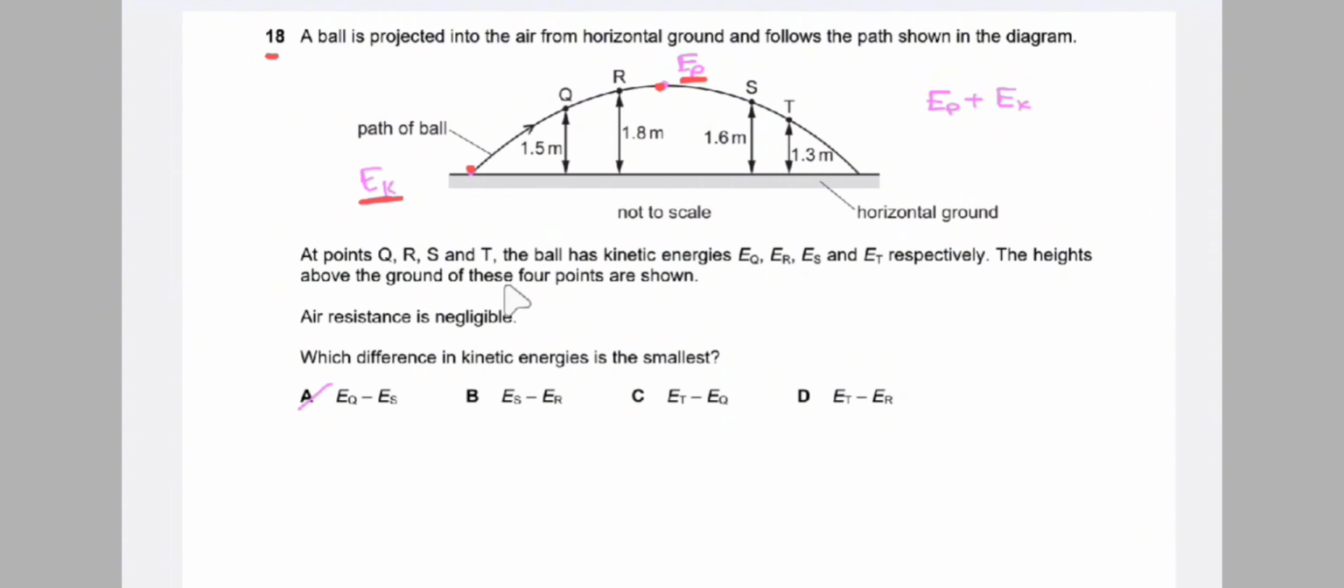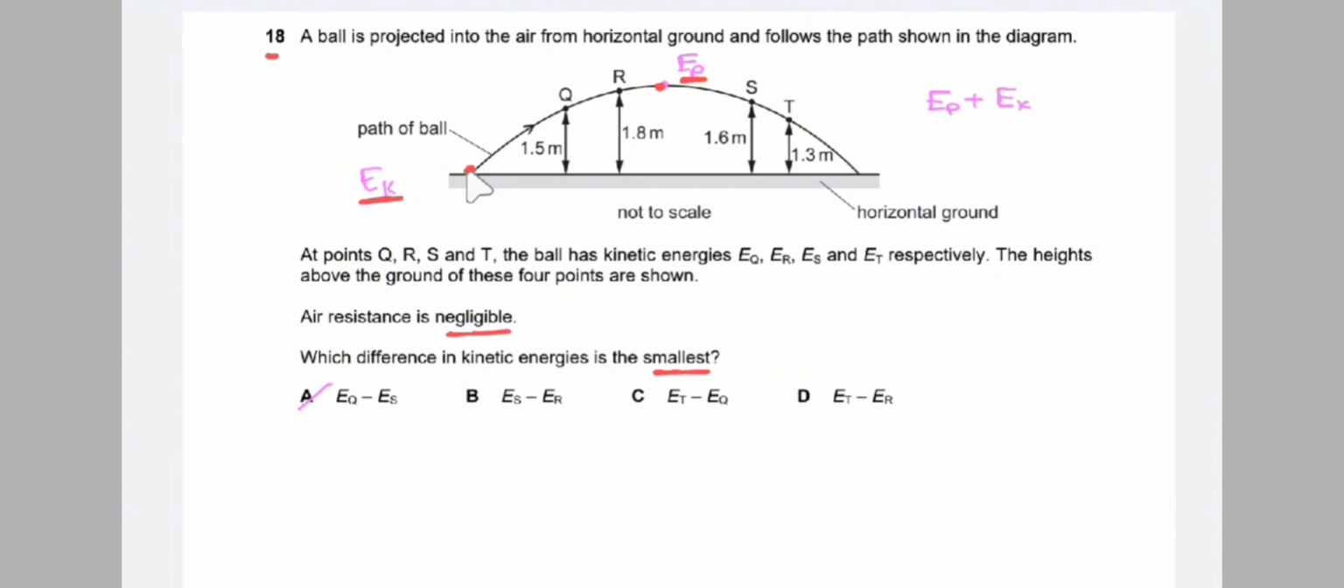At points Q, R, S and T, the ball has kinetic energy EQ, ER, ES and ET respectively. The heights above the ground of these 4 points are shown. Air resistance is negligible. Which difference in kinetic energy is the smallest?